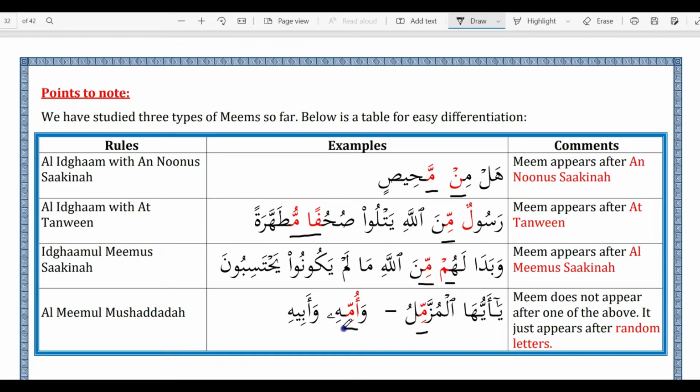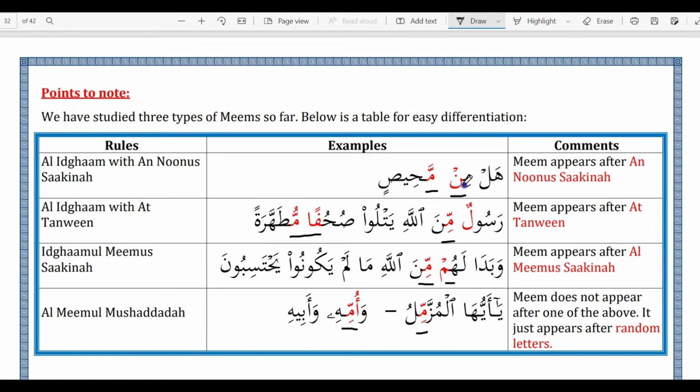Again, Meemul Mushaddada is a Meem with a Shadda written above it. So how do we differentiate between these memes and Meemul Mushaddada? It's very simple. When we see a meme with a shadda in the Quran, all we have to do is look at what letter comes before it. Here we have a zai, here we have an alif.